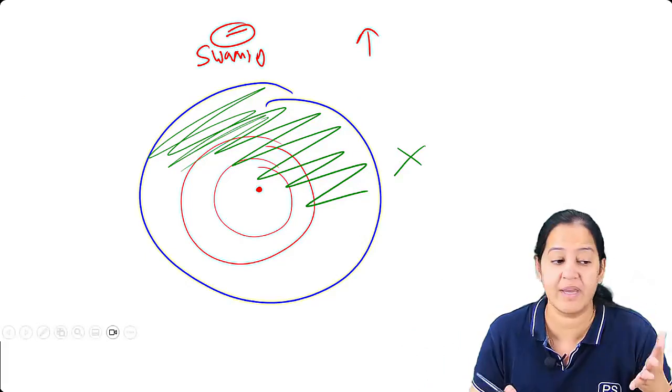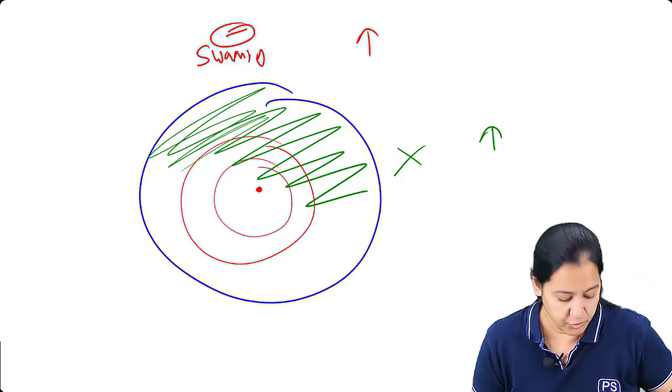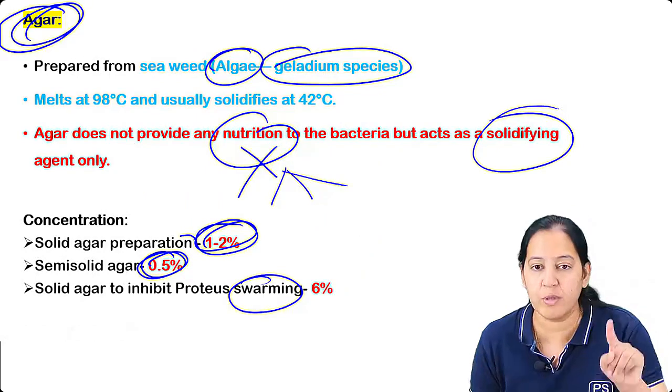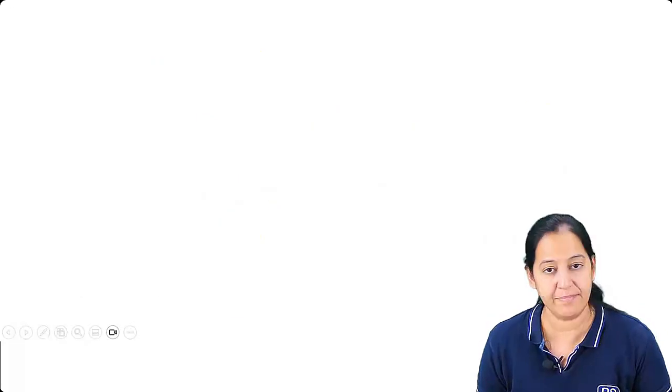Waves नहीं produce होने के लिए we have to increase the percentage of agar. So to inhibit the swarming, you have to do the percentage 6%. So see, I'm telling you 3 things.